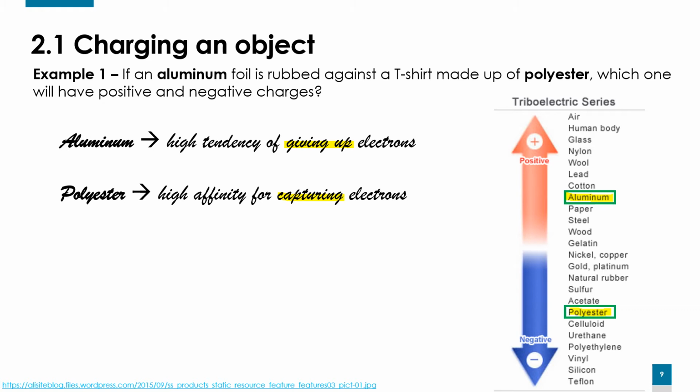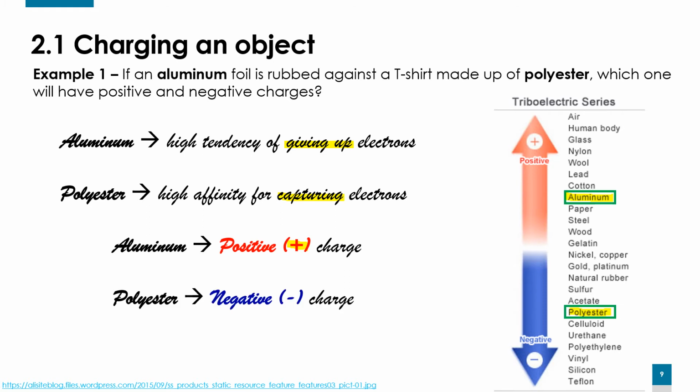Aluminum will be positive. Why? Because it's going to give up electrons. So aluminum will become positively charged. What about polyester? If polyester receives electrons, it's going to be negatively charged. Okay, so according to this triboelectric series here, we can predict which material will become positive and which material will become negative.